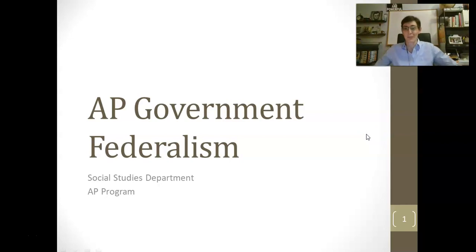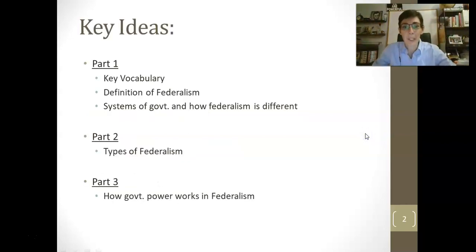Okay, so anyway, federalism, folks, federalism. This is going to happen in three parts. Part one, which you're watching right now, is going to talk about key vocabulary, the definition of federalism, so we actually know what we're talking about, and also different systems of government. We want to understand how federalism is different, what makes the United States unique, or at least what made it unique originally before other nations started to copy us a little bit with federal systems. Part two will go into different types of federalism, and then part three, we're going to look at how federalism actually works, how that power is divided, looking at how different branches of government use that power, apply that power, and that will wrap up our lessons on federalism.